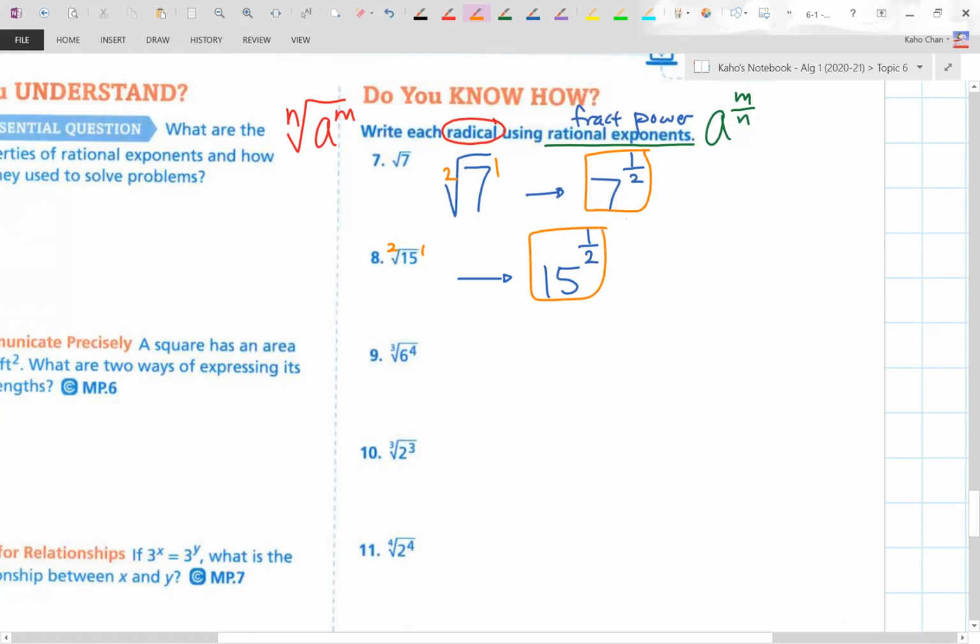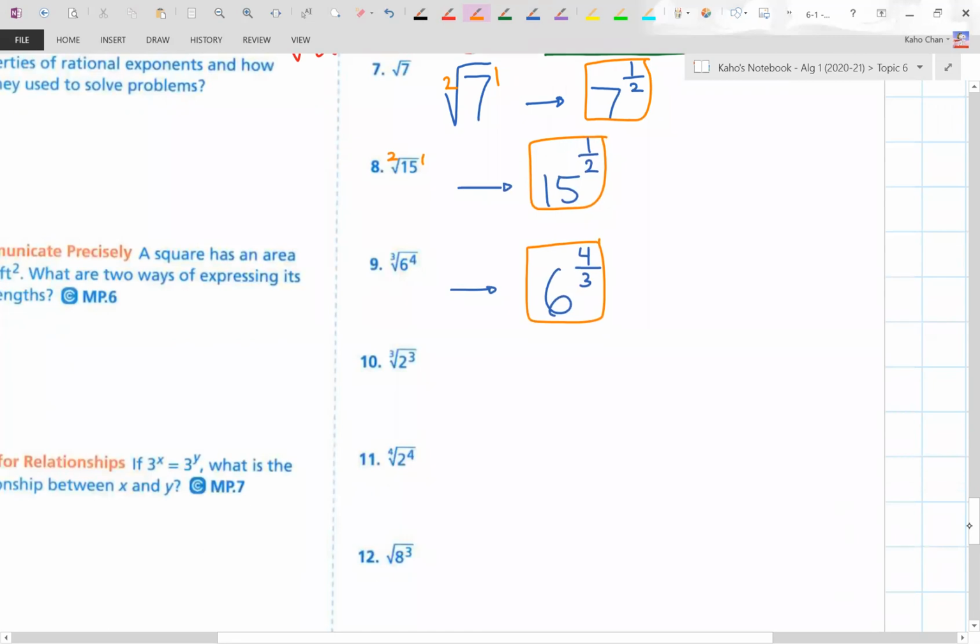Number 9. These are pretty easy, huh? Base is 6, the power is 4, and the root is 3. That's it. We do have some improper powers, which is kind of interesting. You'll see more of that later on, why and how that works and how that simplifies.